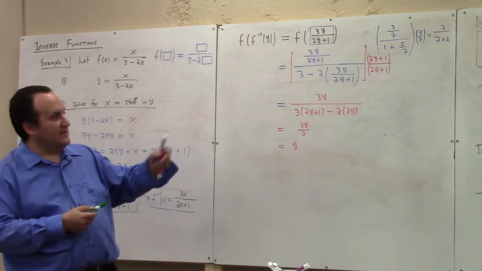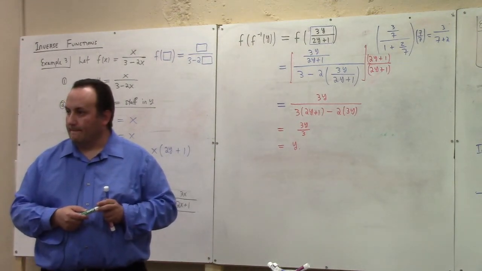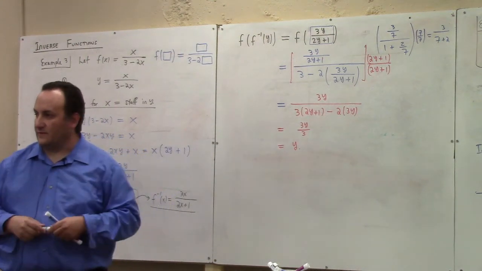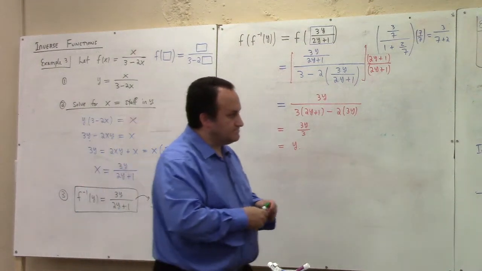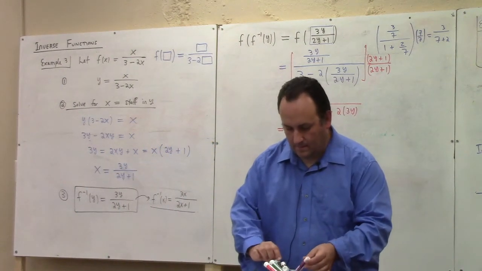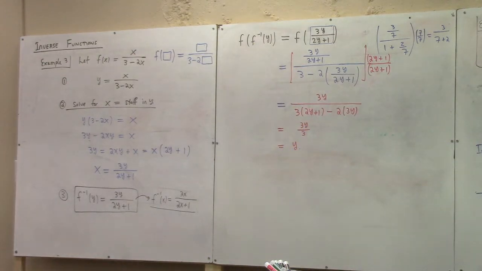How could I make this function invertible? What would I have to do? It's pretty simple. What condition could I add to the problem to make it invertible? What's that? X. Yeah, well, what do we need to do to x for the original function?